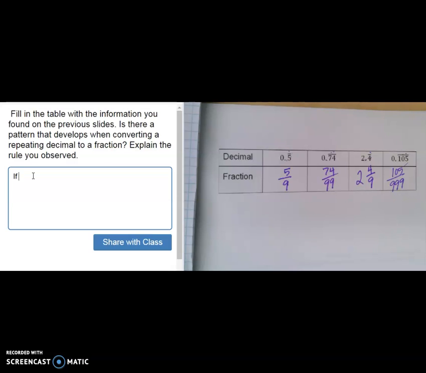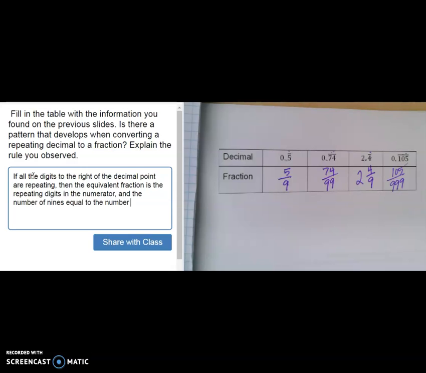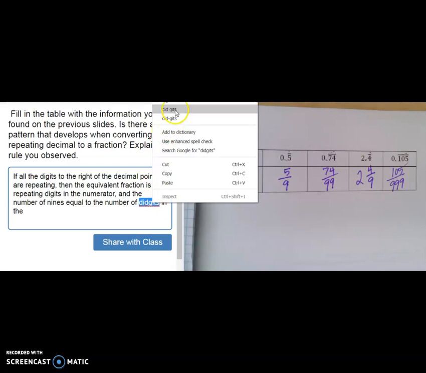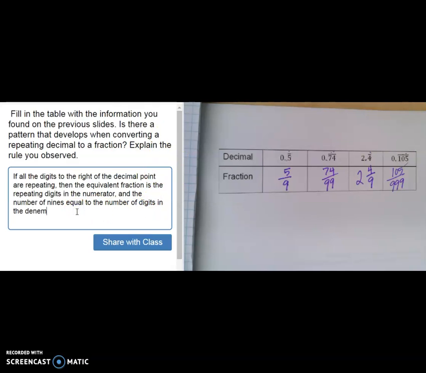Yes, there is. If all the digits to the right of the decimal point are repeating, then the equivalent fraction is the repeating digits in the numerator and the number of 9s equal to the number of digits in the denominator.